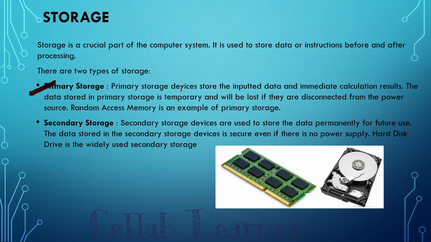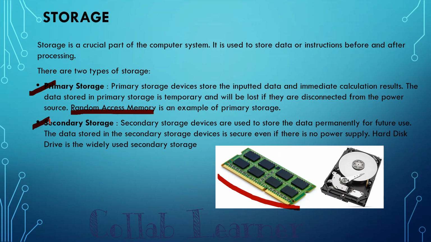Primary storage. Primary storage devices store the input data and immediately calculate the result. The data stored in primary storage is temporary and will be lost if the power is disconnected. The example of primary storage is random access memory, that is RAM. So as you have seen, we have different RAMs over here, which are used for primary storage.